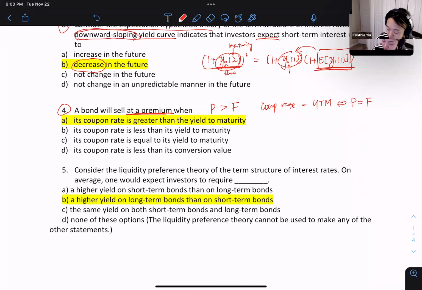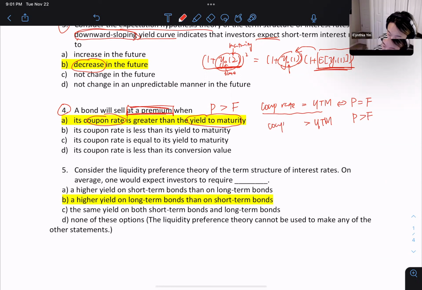All the choices A, B, C, D are trying to compare the coupon rate versus the yield to maturity, right? Suppose you want the price to be greater than the face value, because this is the definition of selling at a premium. Suppose P is greater than the face value, P is higher than in the equal scenario, then it means the yield to maturity should be lower than in the equality scenario, meaning that it should be smaller than the coupon rate.